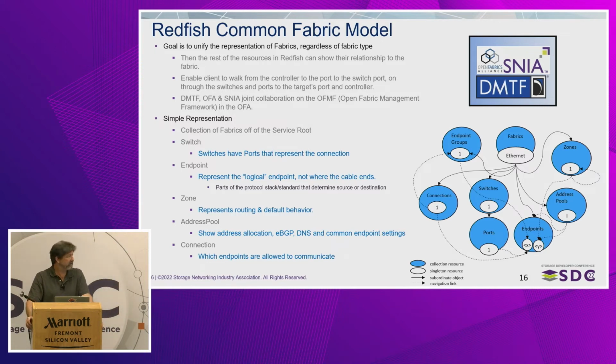We added two concepts in order to support NVMe. One was address pools, and that started out as eBGP kind of stuff. It's how do I know which endpoint gets which IP address, gets its addresses assigned, and that's going to help with subnetting. So when an endpoint comes up, it gets its address associated through an address pool.